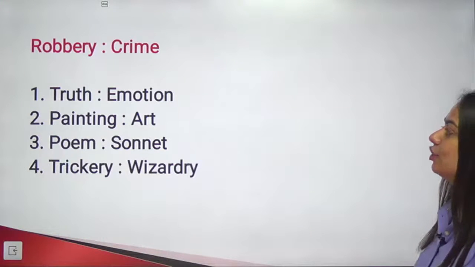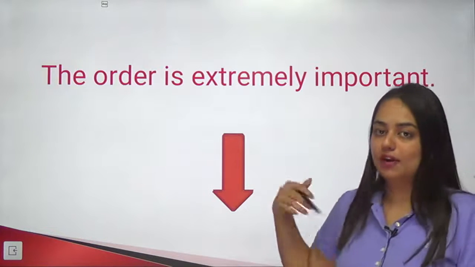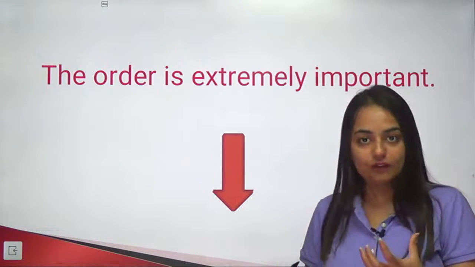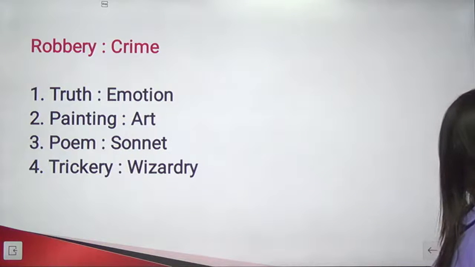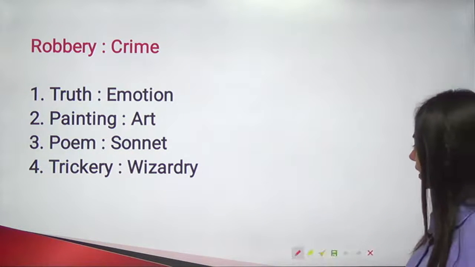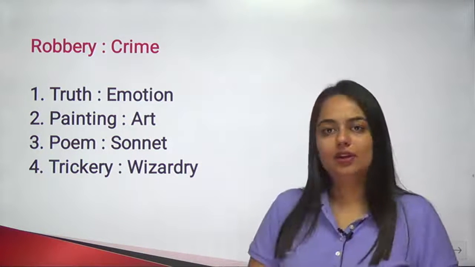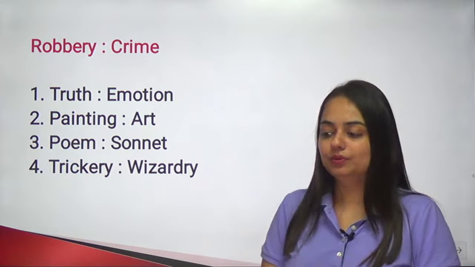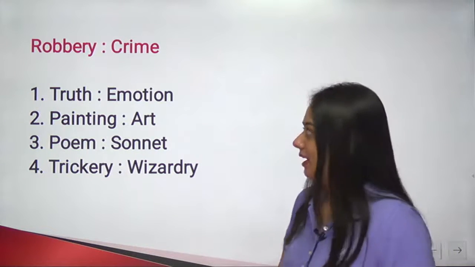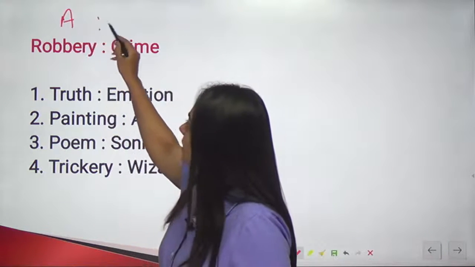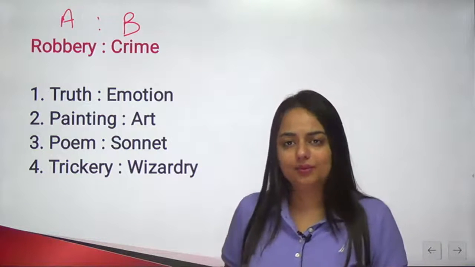So first is robbery is to crime. The order is extremely important. I've already talked about the significance of the order. Let's see how. Robbery is to crime. There are different crimes like murder, theft, burglary, or robbery. So what is the relationship between the two? We have already done this one. We can say A is a type of B. Robbery or theft is a kind of crime, right?